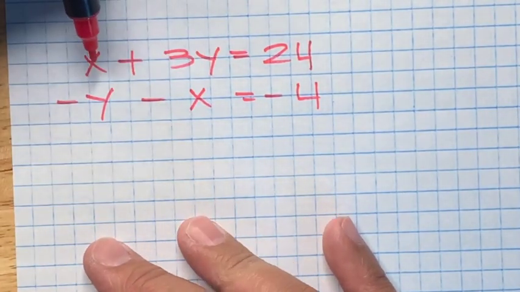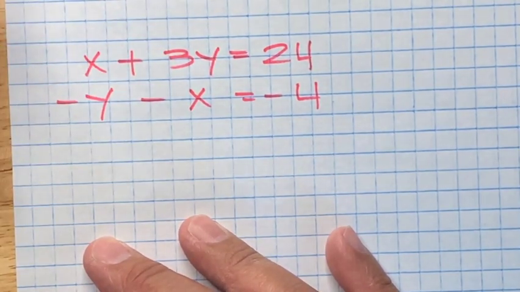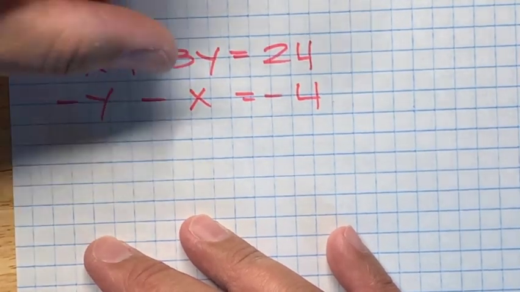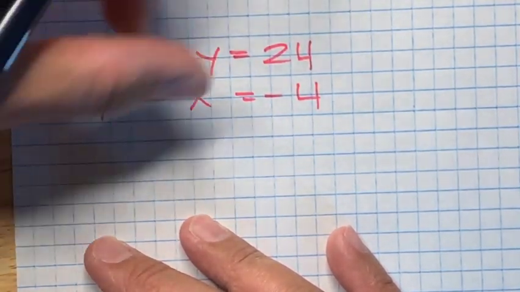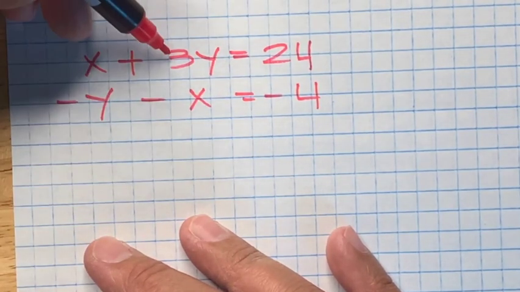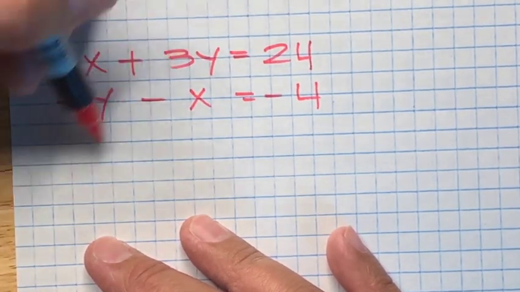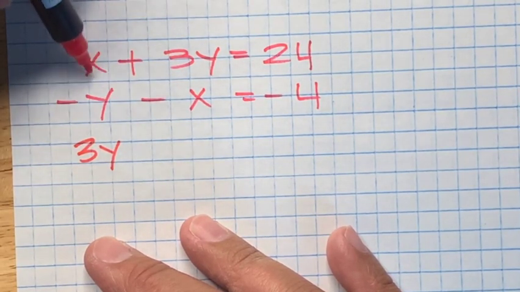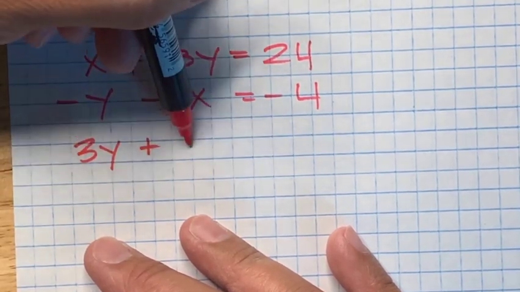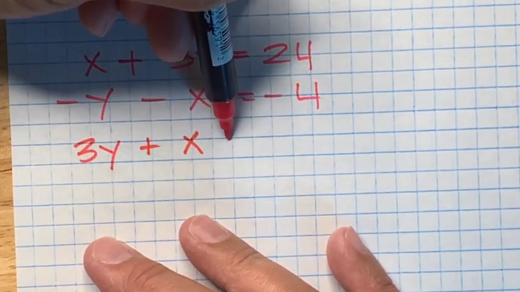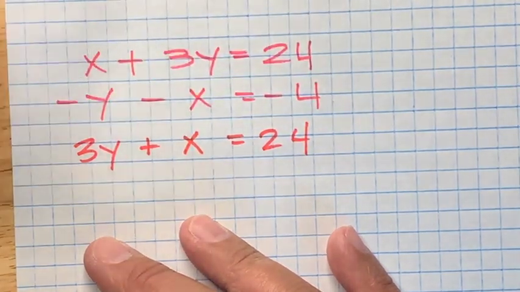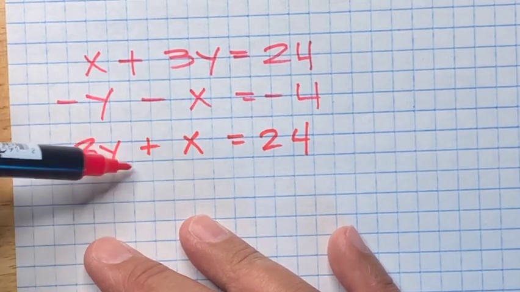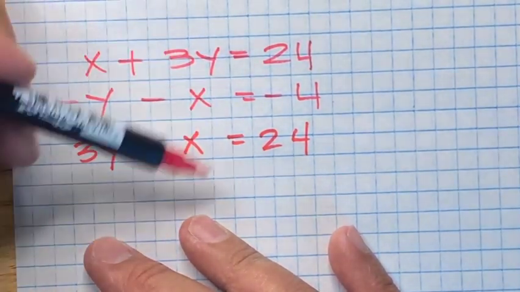I'm going to take this first equation and just rewrite it. I'm just going to switch the order of these two. I'm not changing the value. I'm going to put this 3y first. I'm going to take this x, this positive x, and put it second, and I'm going to bring this 24 over here. So this is the exact same equation. I just changed the order. I didn't change the value. They still both equal 24.